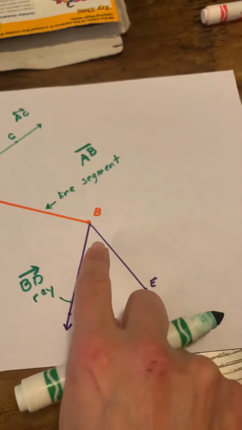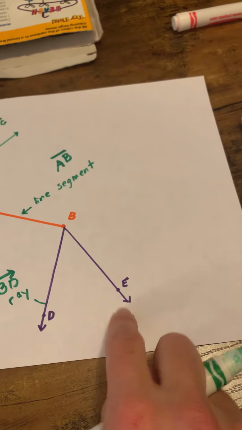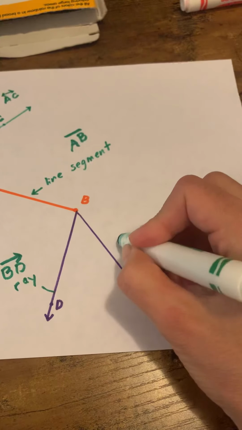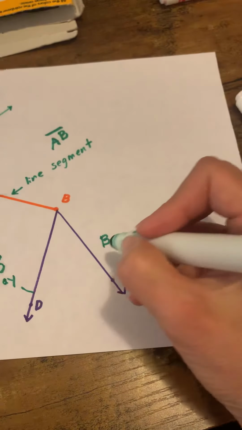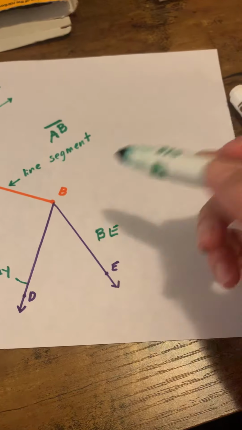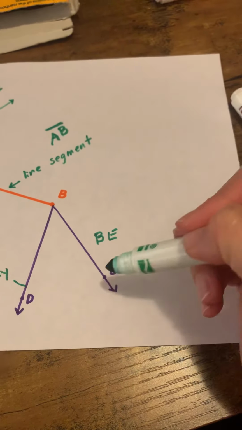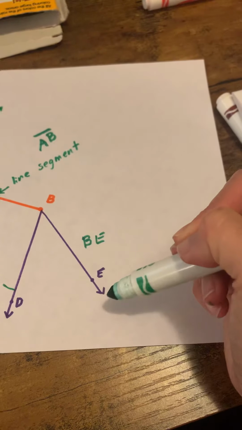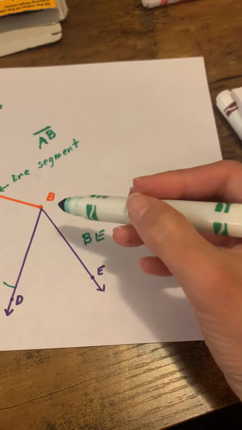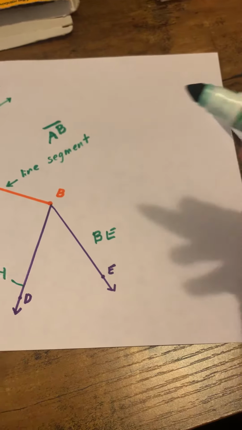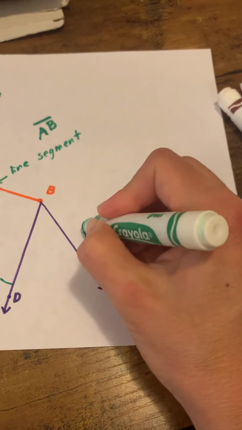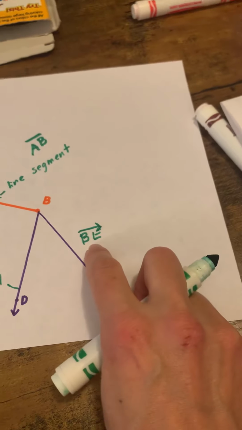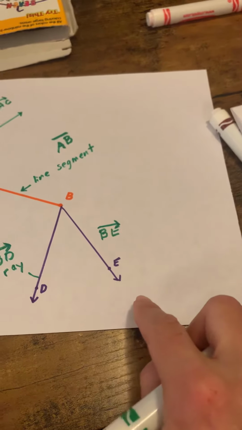Okay, and then you can see here that I drew also another ray. So this is also a ray. And this is ray BE, because that's B, that's E. And I have one point, and then here I have a line coming from the point. So that makes a ray. Okay, so I'm just going to do one arrow over the letters B, E.